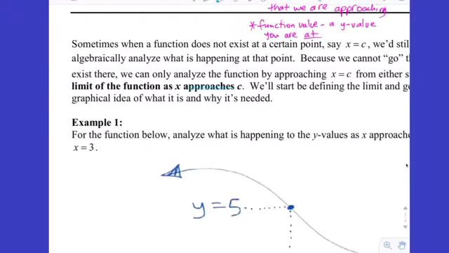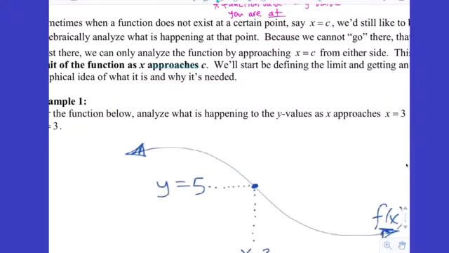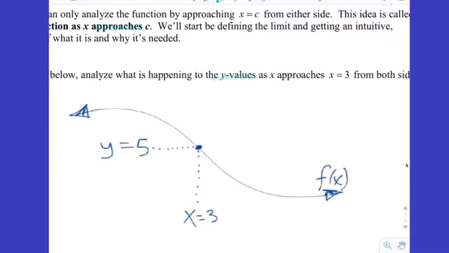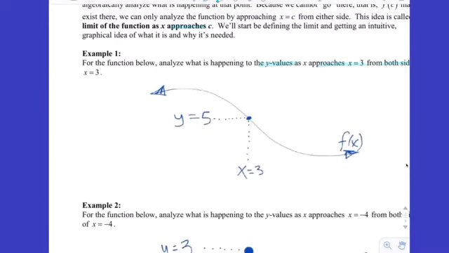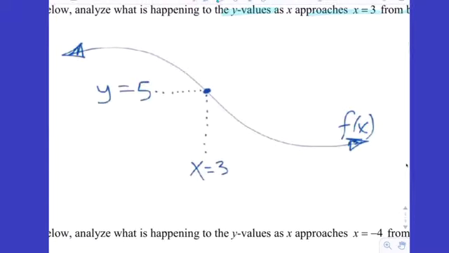So we're going to do this real intuitively here on example 1. It says, for the function below, analyze what is happening to the y values as x approaches 3, x equals 3, from both sides of x equals 3. Okay, so I drew a little piece of a function there, called it f of x. The x location that I have marked here is 3, and here's what we want to do.